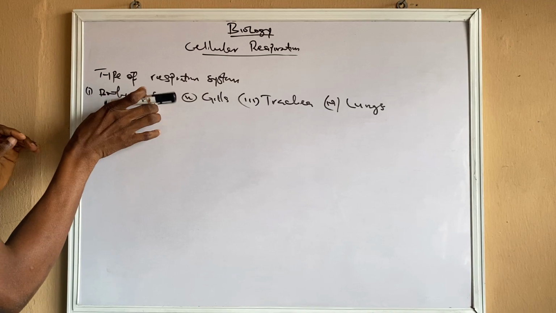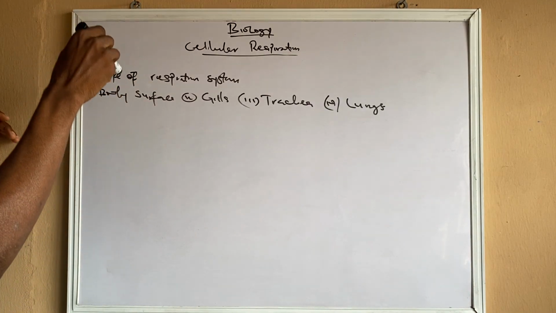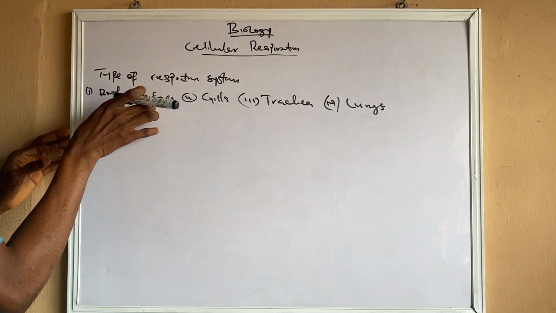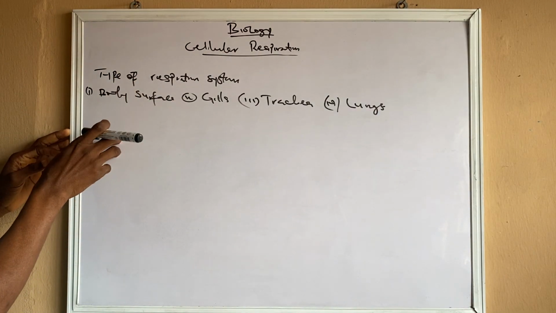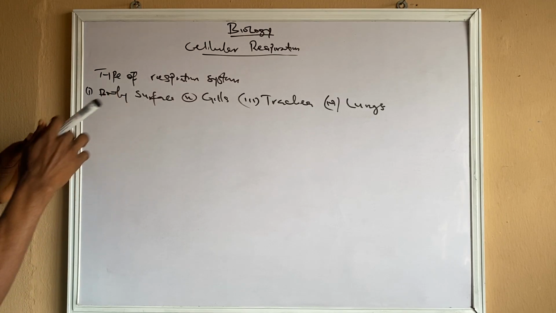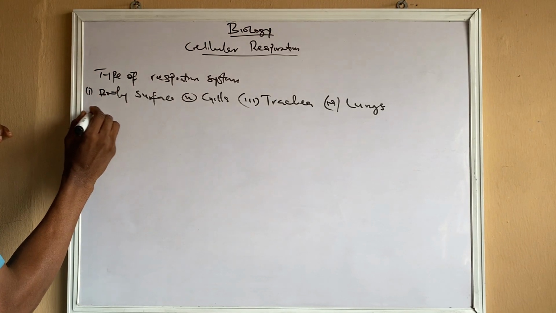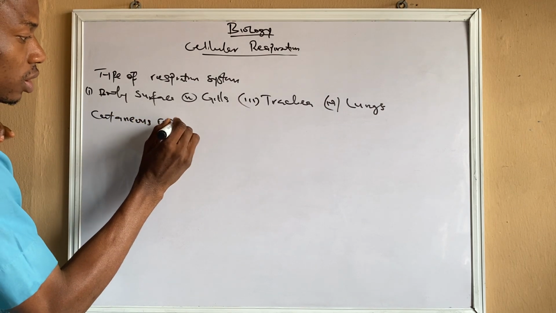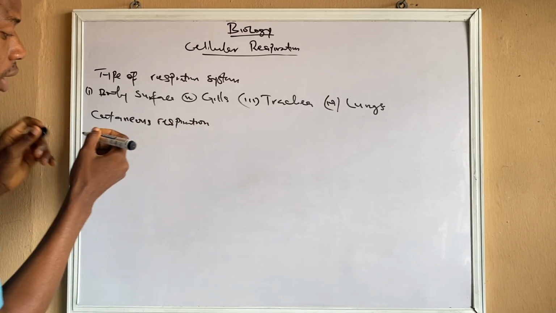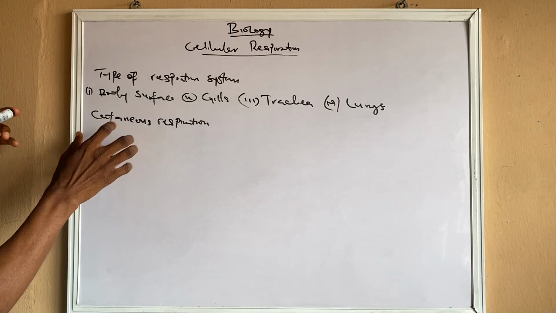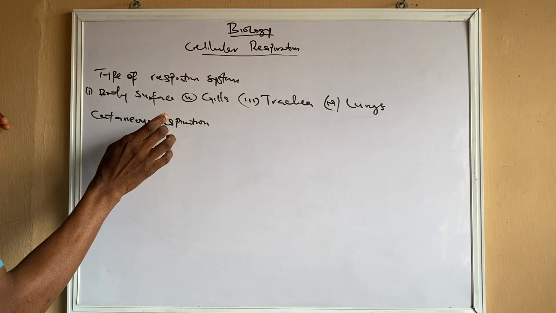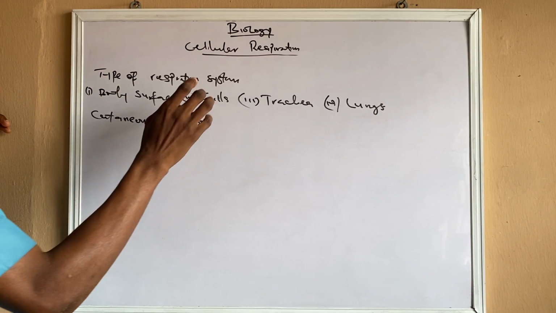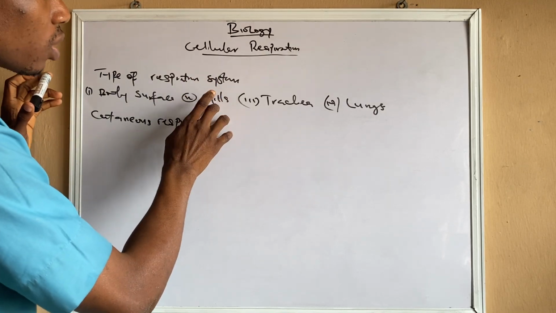We talked about the organisms that usually use the body surface, the amoeba and the paramecium. We also talked a little bit about the amphibians. In these amphibians, when we talk about the body surface, we mention cutaneous respiration, the kind of respiration that occurs in the skin.